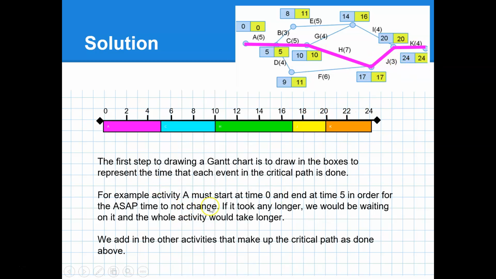For example, activity A must start at 0 and end at 5 in order for the ASAP time to not change. If it took any longer, we would be waiting on it and the whole project would take longer. We need to add the other activities to make up the critical path. So like you can see, that's what we've done. We've put the critical path in at the top because that's the longest amount the project should take.